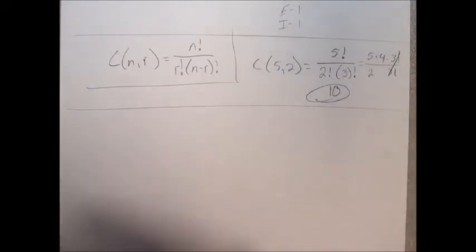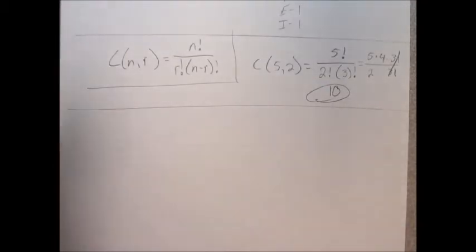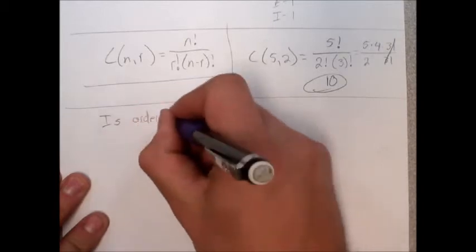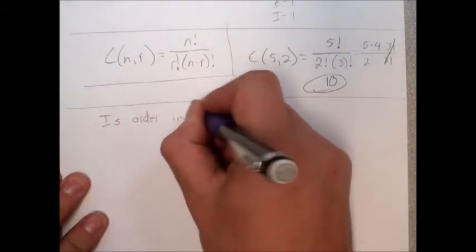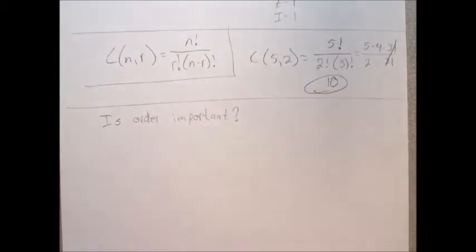Okay, so to decide whether you're going to use combination or permutation, you have to look at what the directions tell you. If it doesn't directly say combination or permutation in the problem, then you need to be able to distinguish between the two. So to decide if a permutation or combination is needed, ask yourself: is order important? This is to decide whether you're going to use permutation or combination.